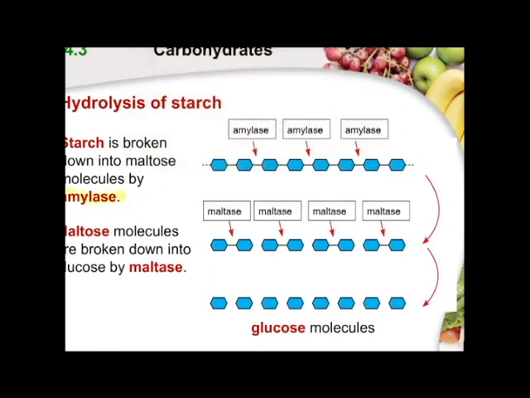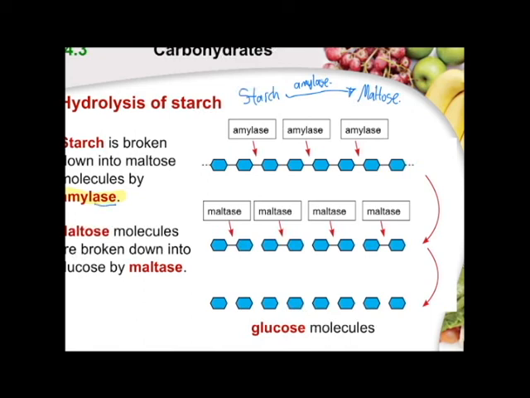And the hydrolysis of starch is by amylase, not maltase, amylase. So amylase breaks down starch into maltose. How do we write it down? We usually write the starting material, followed by an arrow, followed by the molecule that it forms. In this case, it forms maltose. The name of the enzyme, we usually write at the top.